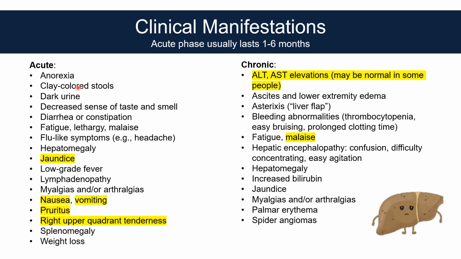So here we have anorexia, which is loss of appetite, and clay-colored stools. So why would we experience clay-colored stools? If the liver has an obstruction, the bile that it produces is not excreted in the stool. So this is going to result in a color change of the stool. It's going to turn clay color. Now, it doesn't mean that every hepatitis is going to experience an obstruction in the liver, but usually if a patient has jaundice, they will usually have clay-colored stool.